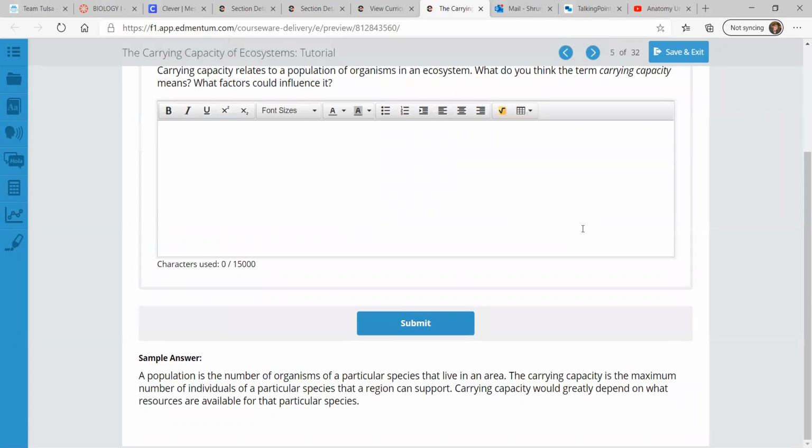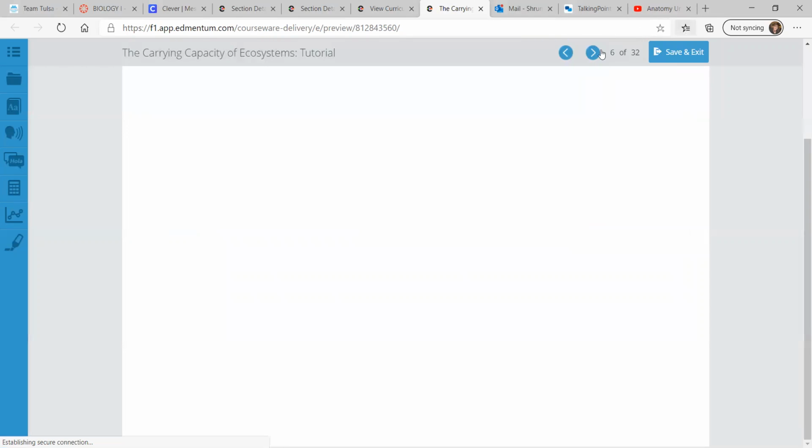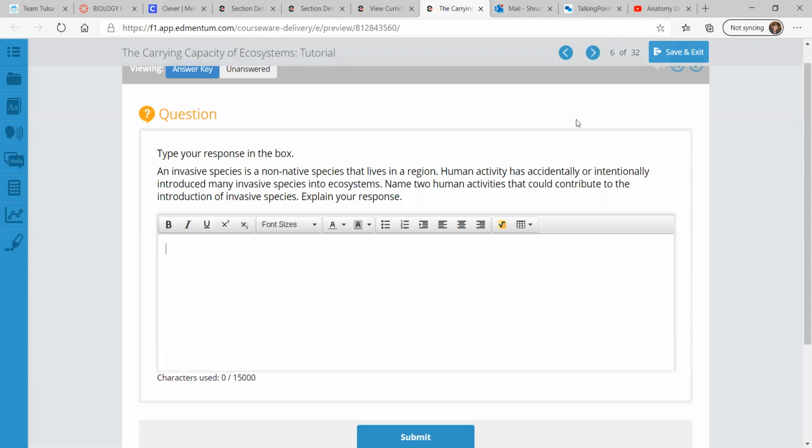And our sample answer for that: a population is the number of organisms of a particular species that live in an area. The carrying capacity is the maximum number of individuals of a particular species that a region can support. Carrying capacity would greatly depend on what resources are available for that particular species. And we'll learn more about that in the slides to come.